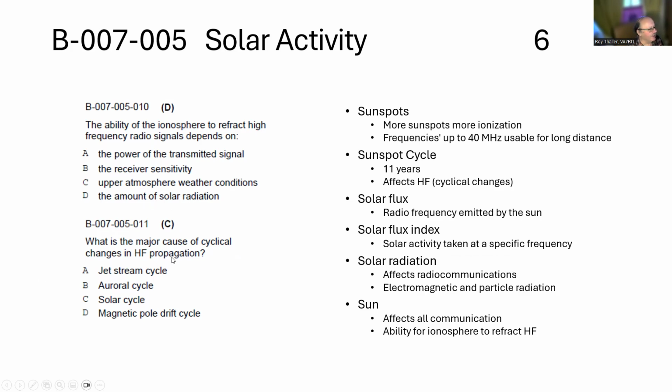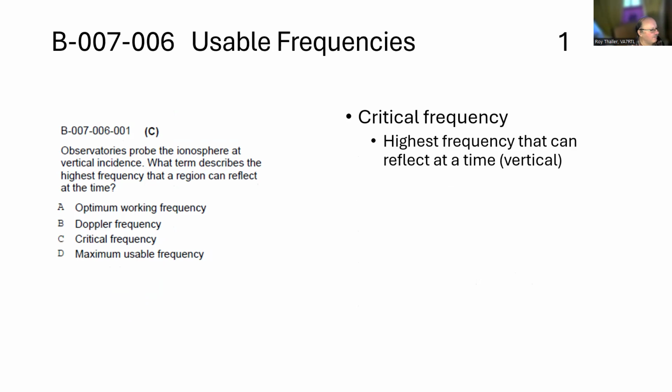What is the major cause of cyclical changes in HF propagation? And again, that would be due to the solar cycle, which would be C. Now we get into usable frequencies.